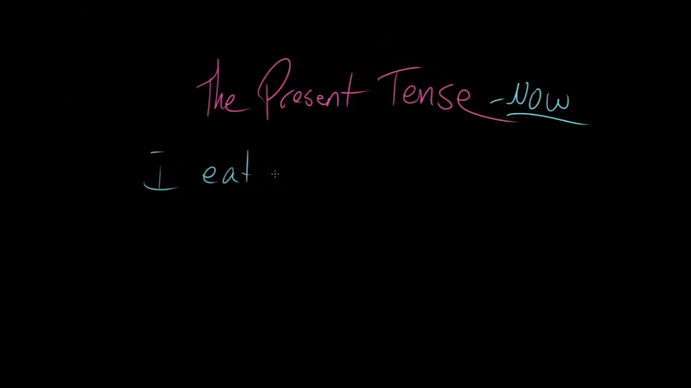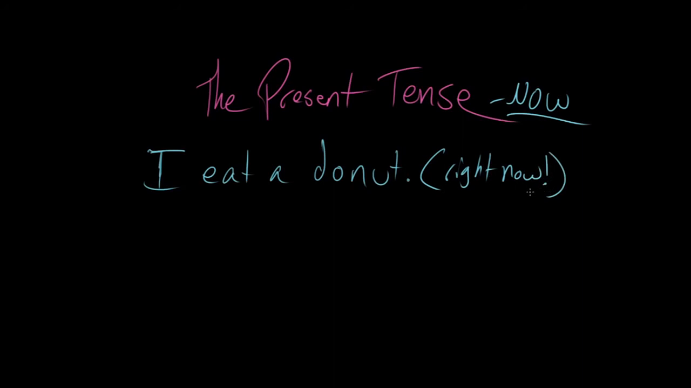The present tense is how we talk about things that are happening in the present moment. Like, I eat a donut. If I say it that way, it means it's happening right now, in the present, as opposed to happening later, in the future, or before now, in the past. The present tense is what's happening right now. If you can just imagine, put the words right now at the end of anything that takes place in the present. It should work. I eat a donut right now.